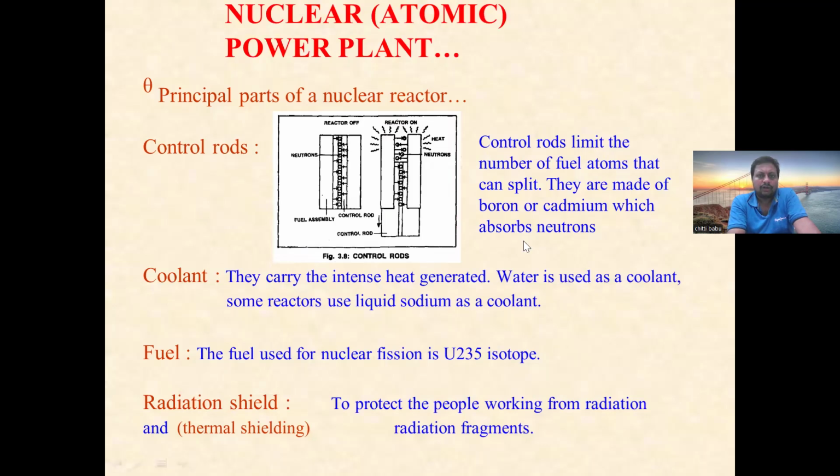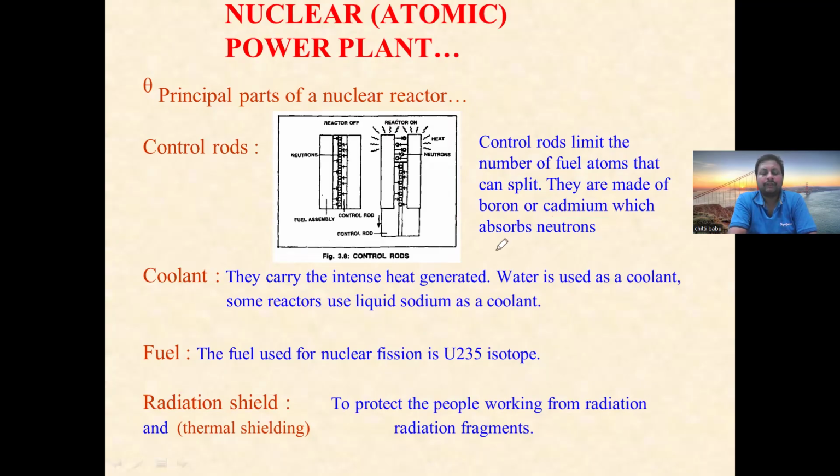So we have seen the control rod. The control rod limits the number of fuel atoms that can split. I already told you, it minimizes the neutrons produced in the nuclear reaction. The control rod limits the number of fuel atoms that can split. They are made of boron and cadmium.